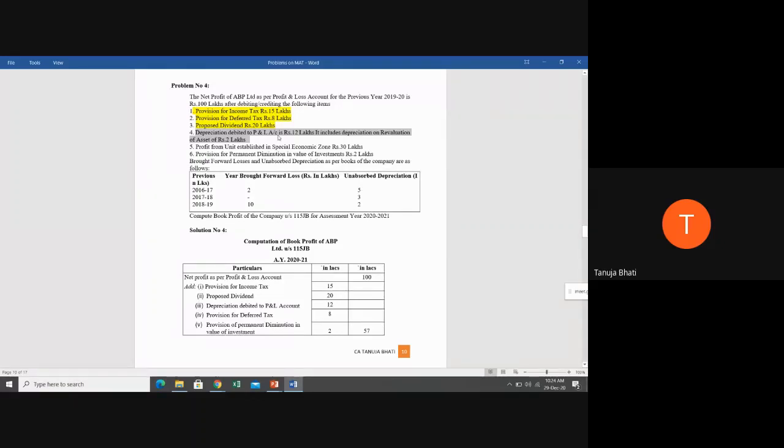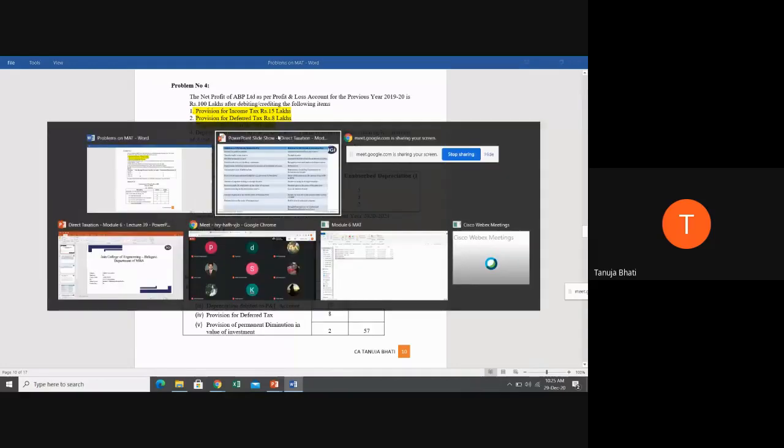Yes, students. What is the amount of depreciation you will add back to the net profit in order to get book profit? 10 lakh. Yes. 10 lakh, ma'am. 10 lakhs plus depreciation on revaluation of asset.